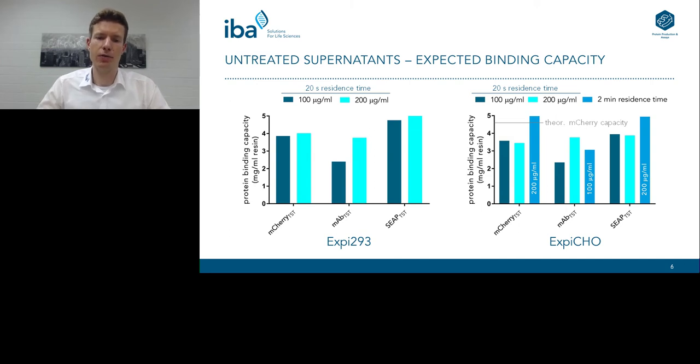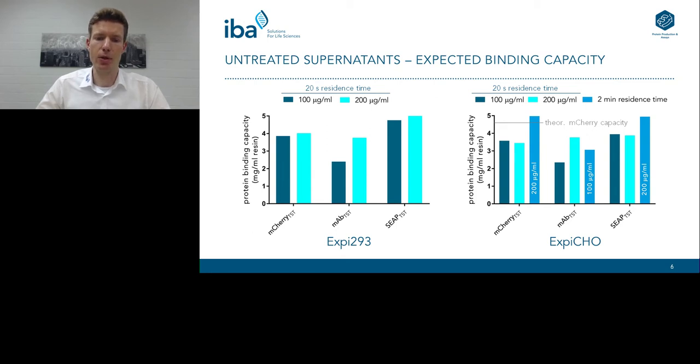However, in order to verify this, we did another experiment with the Expi supernatant. In this experiment, we loaded the supernatant on the column using an automated pipetting device, which allows us to control the flow speed and adjust the residence time to 2 minutes. And you can see that by doing this, we increase the binding capacity for all 3 proteins.